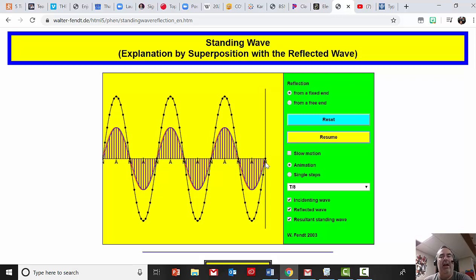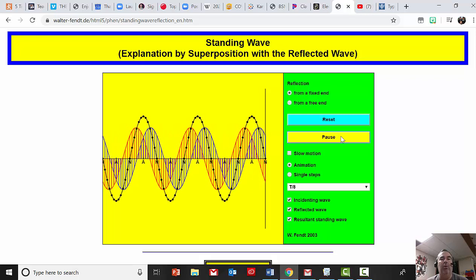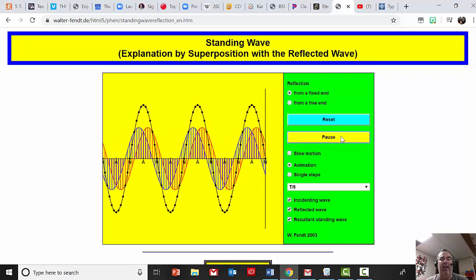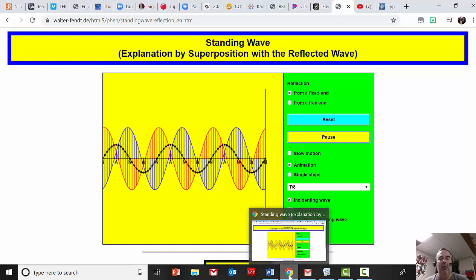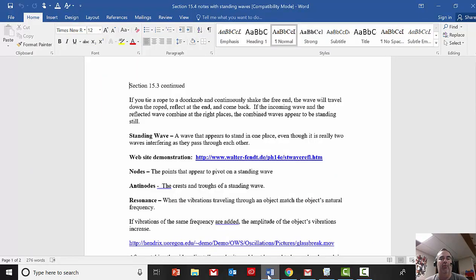And I don't care what kind of wave you do, or what kind of standing wave you are looking at, you will always find that there is always going to be one more node than antinode. Okay, so just remember that, always one more node than antinode.